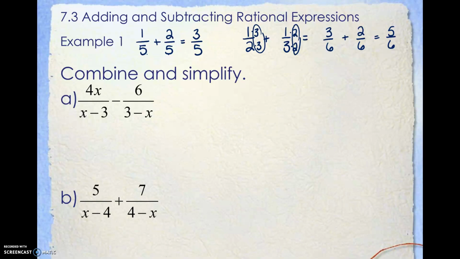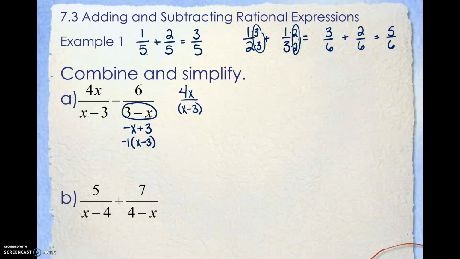So there is an example like this in your assignment. Do you see how the denominators look almost identical, but they're just kind of backwards of each other? This denominator is actually negative x plus 3. What could we do to negative x plus 3 to make it look more like x minus 3? Take out the negative 1, and that would make this x minus 3. So this thing is actually 4x over x minus 3. That's the first fraction.